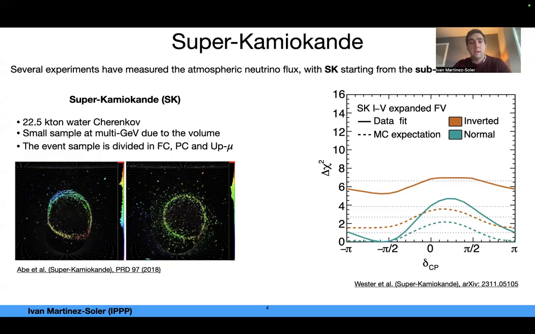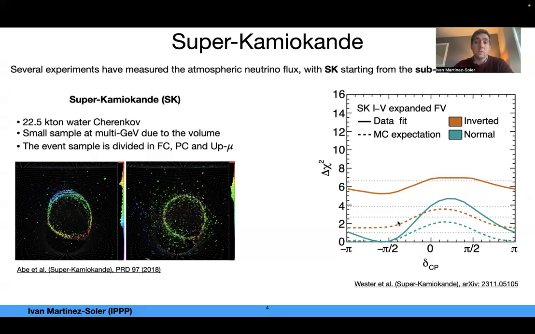Now, this flux has already been measured for many years, and for instance, let me mention one of the leading experiments in this sector, which is Super-Kamiokande. Super-Kamiokande has been measuring this flux for more than 20 years. Essentially, they collect data of events that are contained in the detector, but they also have samples of through-going muons. The latest result of Super-Kamiokande indicates a preference for normal ordering of the order of 2 sigma, as we can see here in the right plot, and also a preference for maximal CP violation.